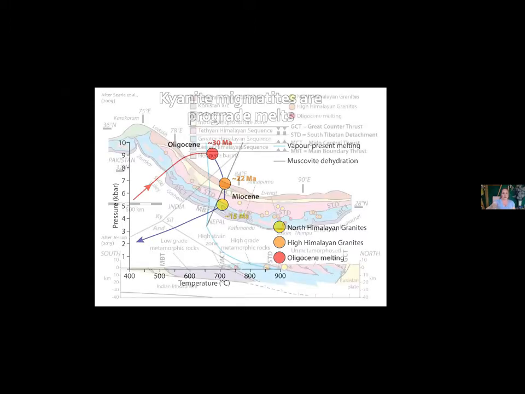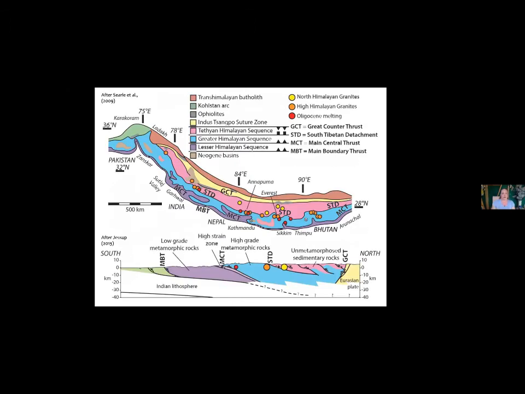So this is just a quick flash up of the geological architecture of the Himalayas and where the evidence for all these different types of melting is found. And in red here is where we've got evidence of Oligocene melting, either with or without kyanite. And we decided to go and have a look at kyanite migmatites that were in the eastern Himalayas out in Bhutan here.